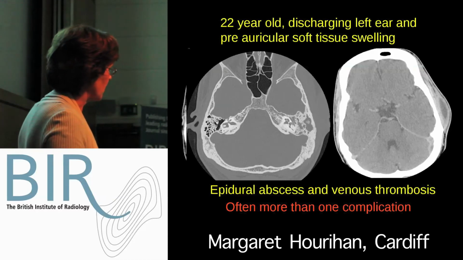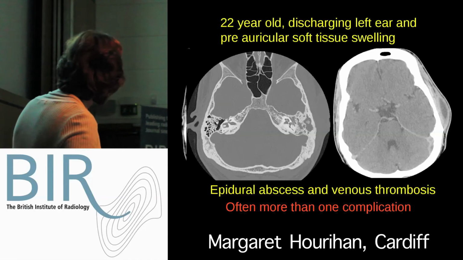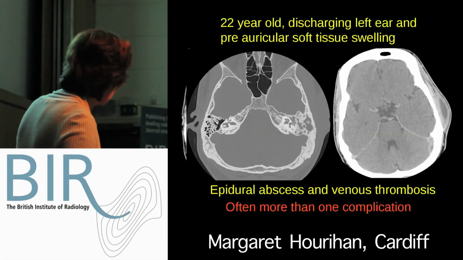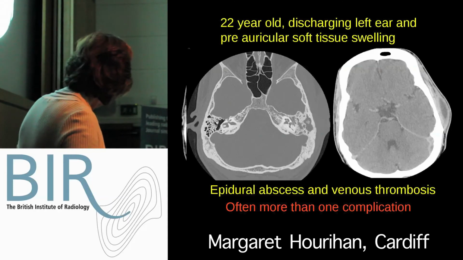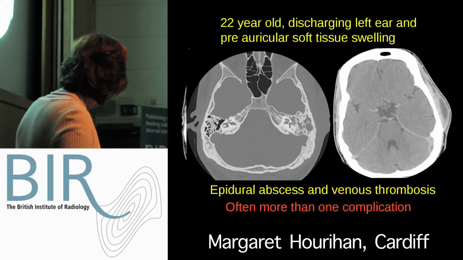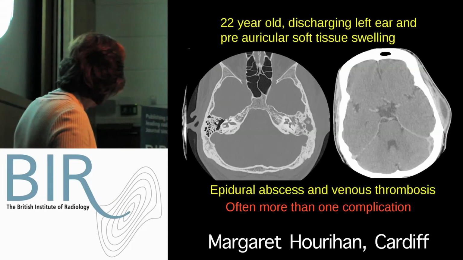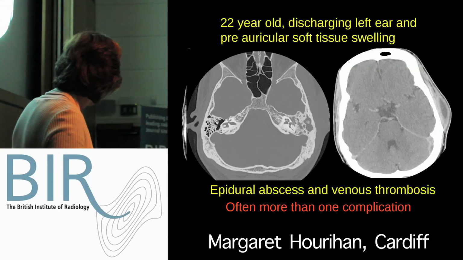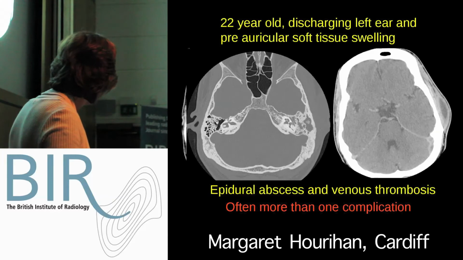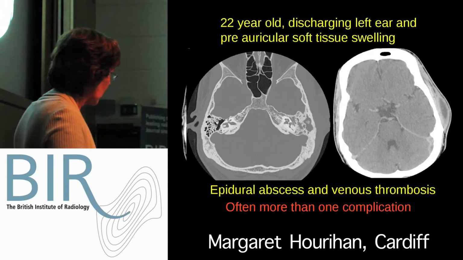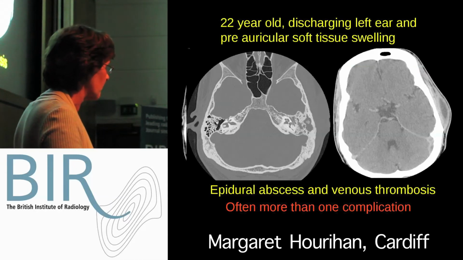22-year-old with a discharging ear. We've given the patient contrast, and you can see the abscess in the subcutaneous tissues. But you can also see that there is a small extra-axial collection in the posterior fossa. There is an infection associated with it. But look at the venous sinus as well. And this patient had a couple of pathologies. He had an epidural abscess and a venous thrombosis.